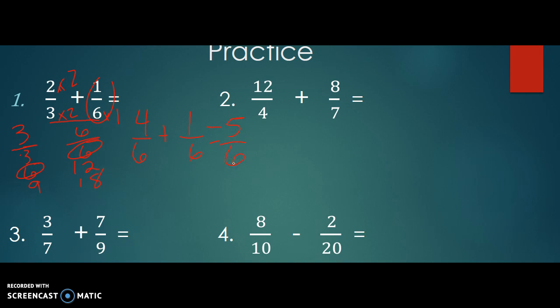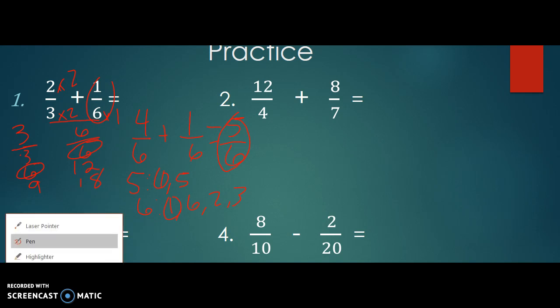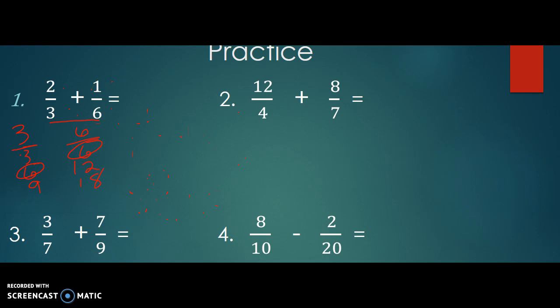Check and see if it's in simplest form. My factors for 5 are 1 and 5. Factors for 6, 1 times 6, 2 times 3. And the only thing they have in common is the number 1. So my final answer is 5 over 6. So that is your answer for number 1. Okay, let's check number 2.